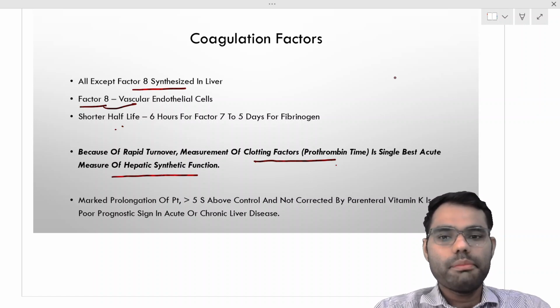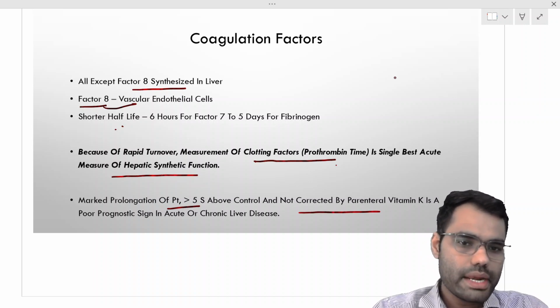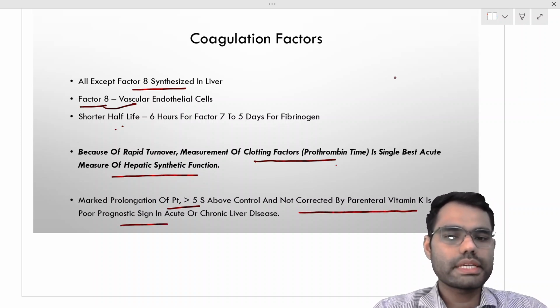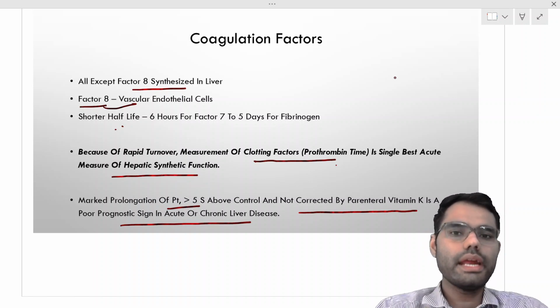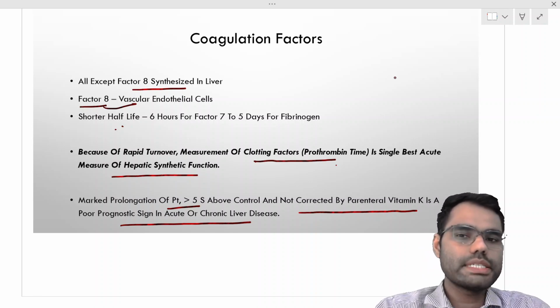Coagulation factors. And marked prolongation of PT more than 5 seconds above control and not corrected by parenteral vitamin K is a poor prognostic sign in acute and chronic liver disease, right? So these were the three synthetic functions of liver: albumin, globulin, and coagulation factors.